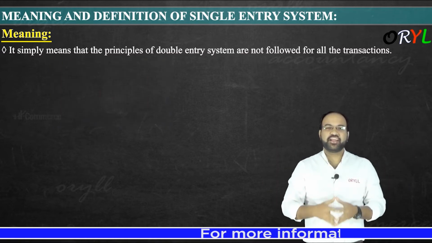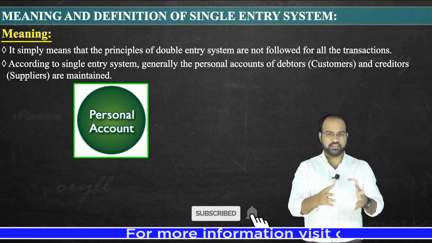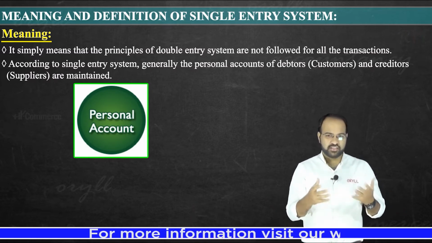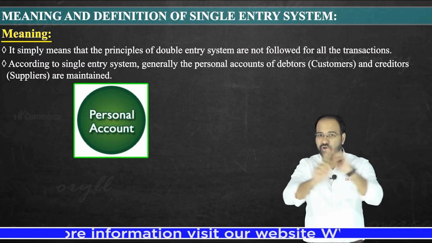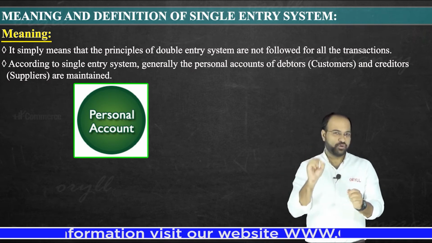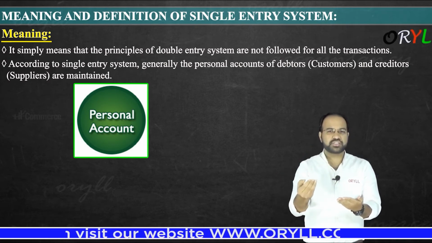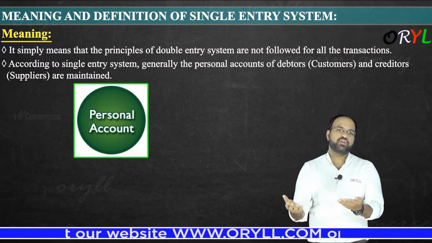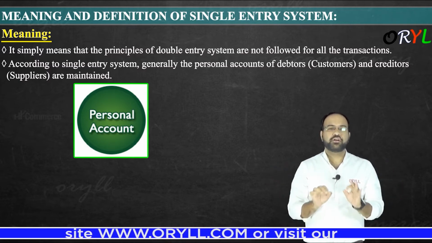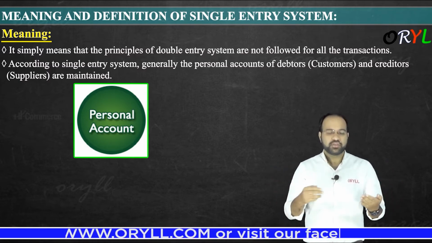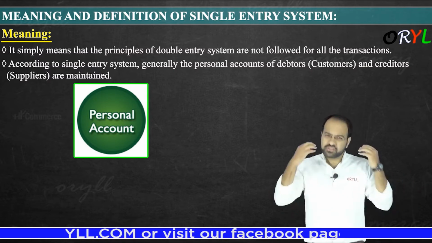Got it? Next, according to the single entry system, generally the personal accounts of debtors, that is customers, and creditors, that is suppliers, are maintained. See, if I am following the single entry system, not the double entry system, then I'll have one notebook. In that I'll record all the goods sold to the customers and all the goods or raw material we purchased from the supplier. Only this I'll write down. It means I'll record only personal accounts, the two of them: only my customer and only my supplier. Got it? The rest I'll not write down because I don't know anything else.